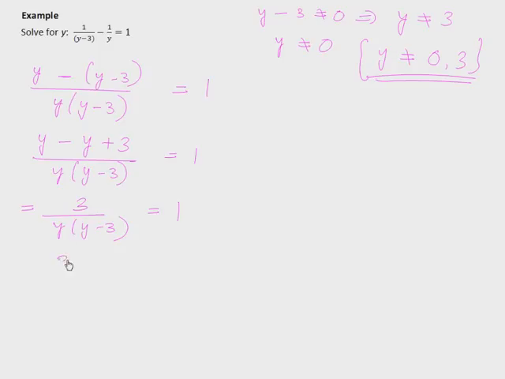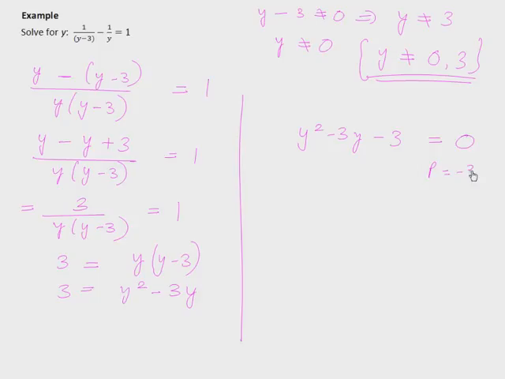I cross multiply, I get 3 is equal to y into y minus 3. If I open this out, I get y square minus 3y. So I have a quadratic equation. I get y square minus 3y minus 3 is equal to 0. So I need a product of minus 3 and a sum of minus 3. That's never going to happen. I'm never going to be able to find nice numbers whose product is minus 3 and whose sum is minus 3. So what's the method of solving this quadratic?